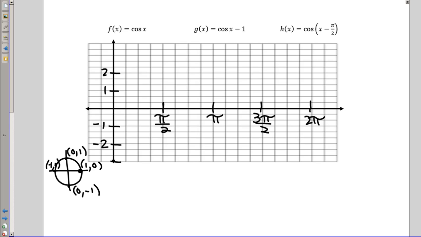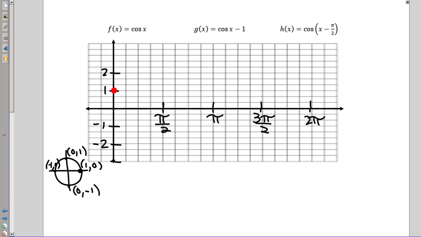So at 0 radians, cosine is 1. And so we've been talking a lot in class about how you can recognize cosine versus sine based on where they're starting, and typically cosine will start on the y-axis unless there's some sort of horizontal change. So we'll look at that for h of x.